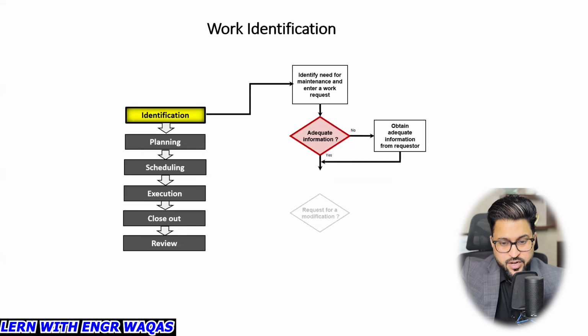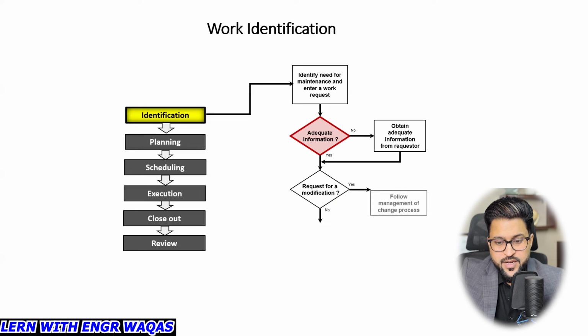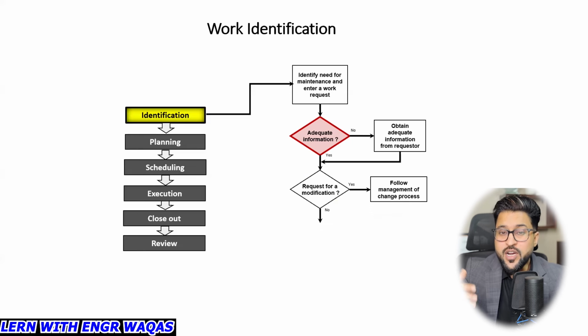If you already have that adequate information, it leads to a request for modification. Like modification, if you need some fabrication, or changing some pattern in a certain layout. They are going to respond yes, we need modification, we need to change this pipeline layout, we need to change the position of this pump from one position to another. So if yes, you need modification, then follow the management of change process. You can't change anything or conduct modification without approval, so you need to follow a change process.